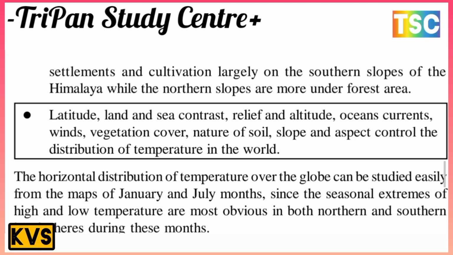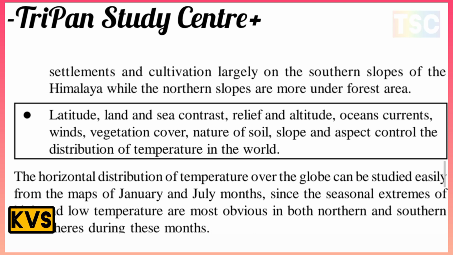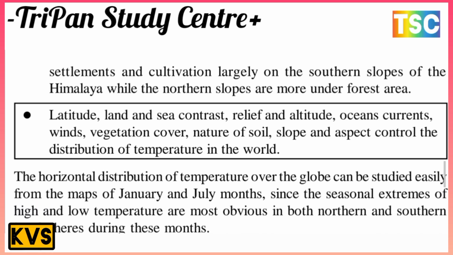There is an important point here. Land and sea contrast, latitude, ocean currents and winds, vegetation cover, nature of the soil, and slope and aspect control the distribution of temperature in the world. The horizontal distribution of temperature over the globe can be studied easily from the maps of January and July. Since these are seasons of extremely high and low temperature, most observations in both the northern and southern hemispheres are made during these months.